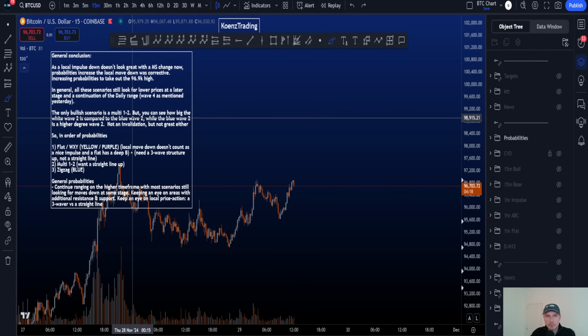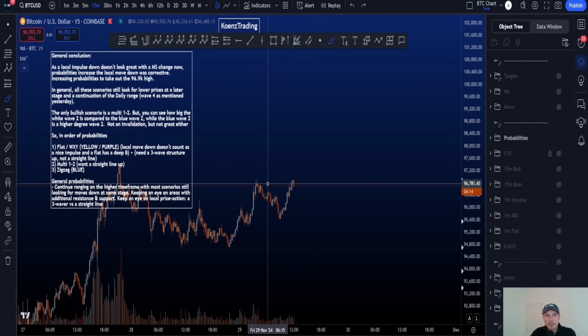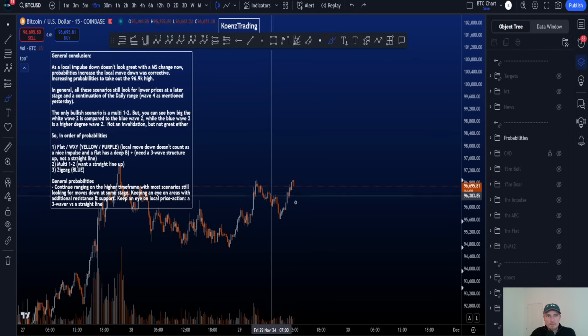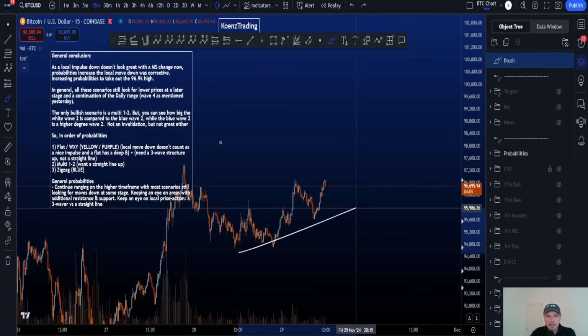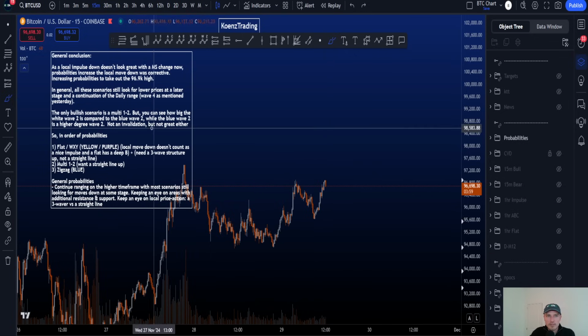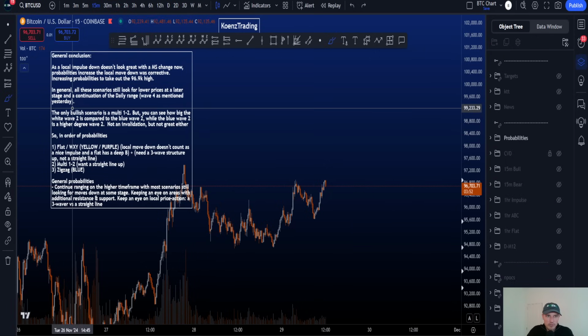Probabilities increased. The local move down was corrective, as also per the analysis of this structure, increasing probabilities to take out the 96.9K high. Right? In general, all the scenarios that I covered here, zigzag, WXY, and the flat, look for lower prices at a later stage and a continuation of the daily range, wave 4. Right? Also mentioned yesterday, but I just did it as well.